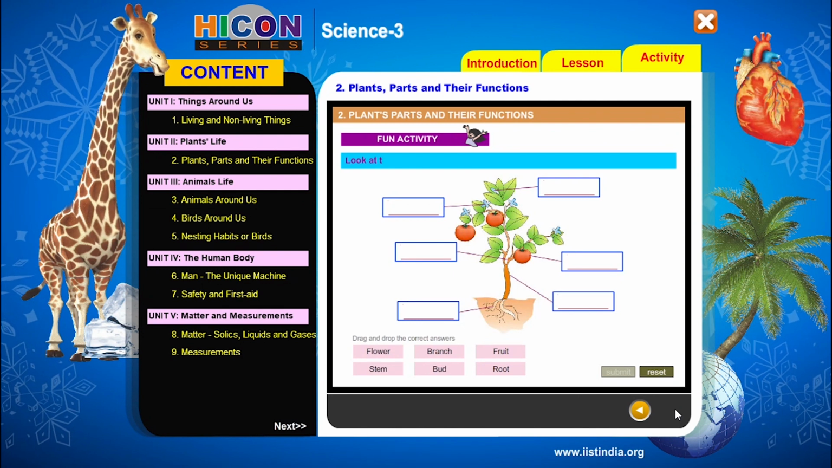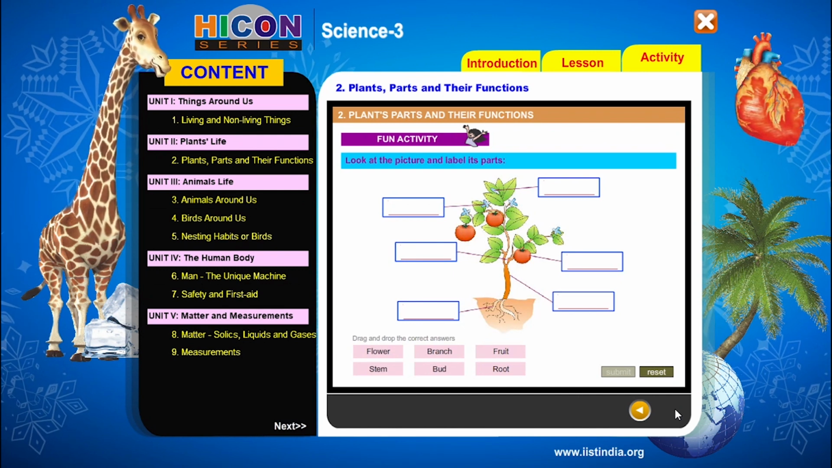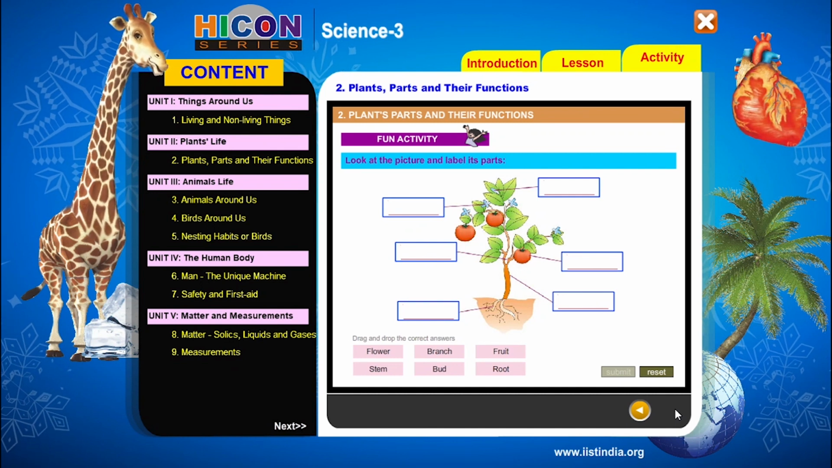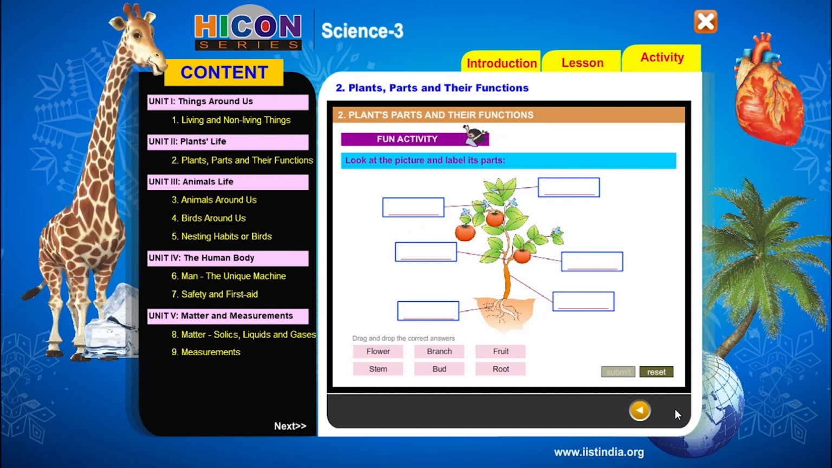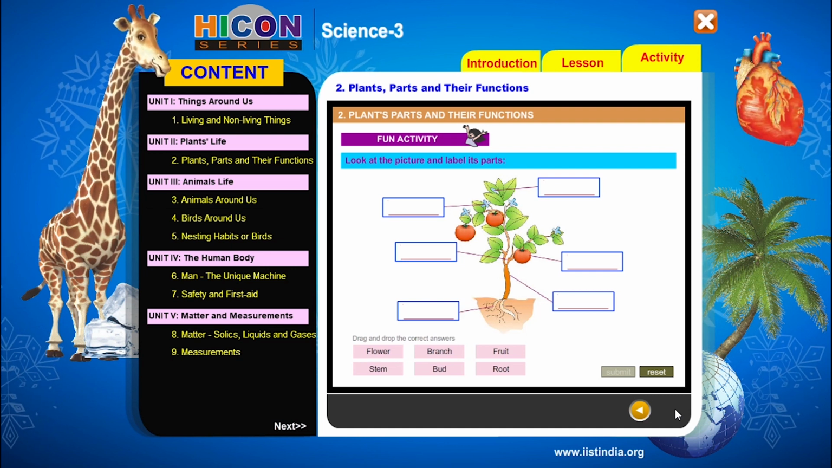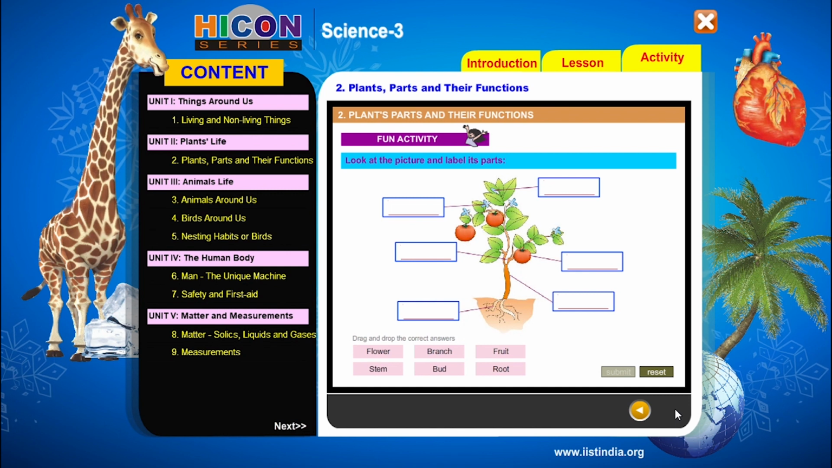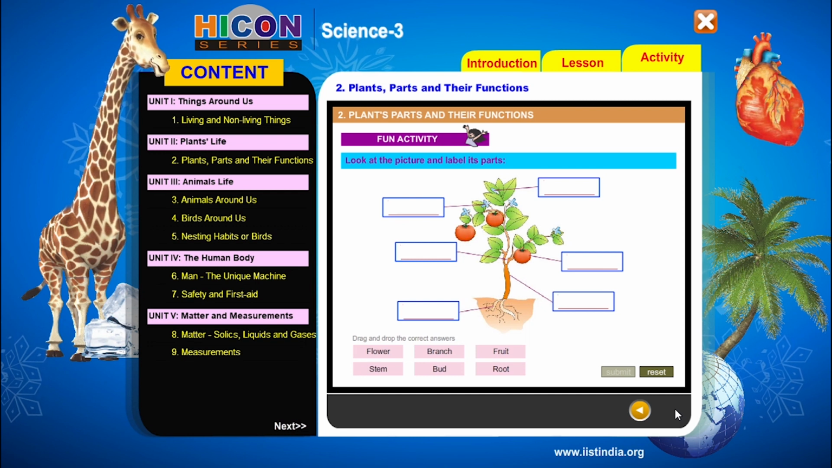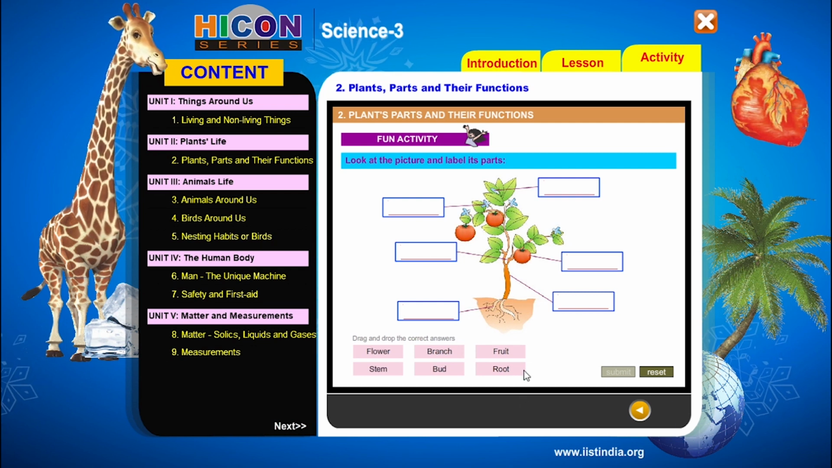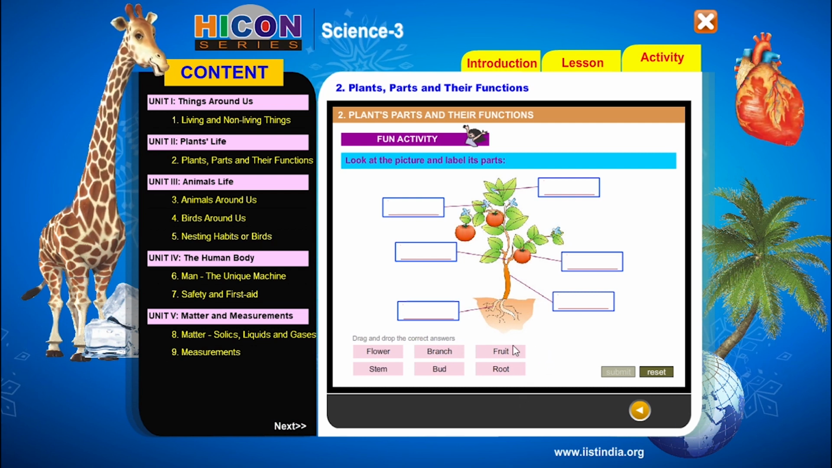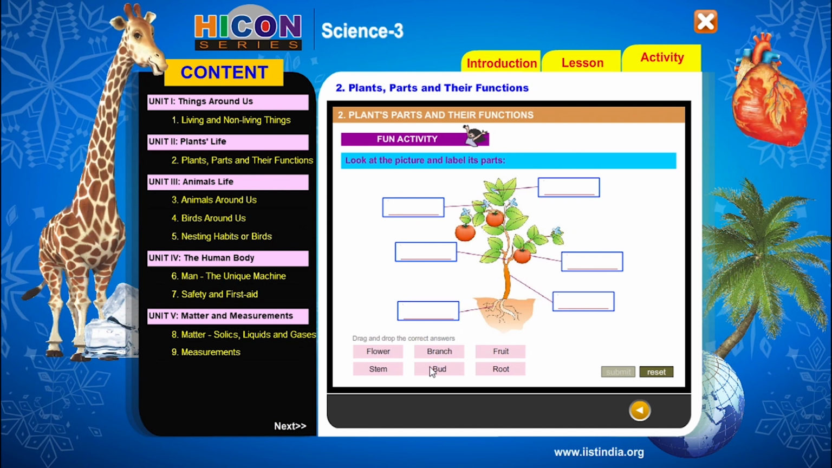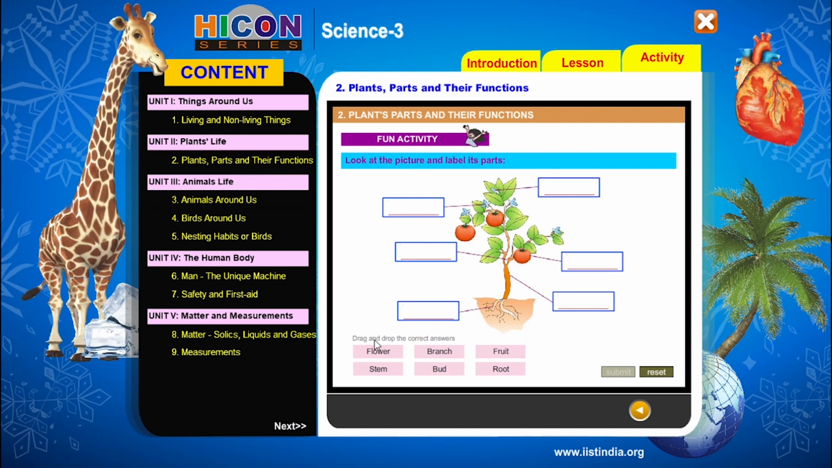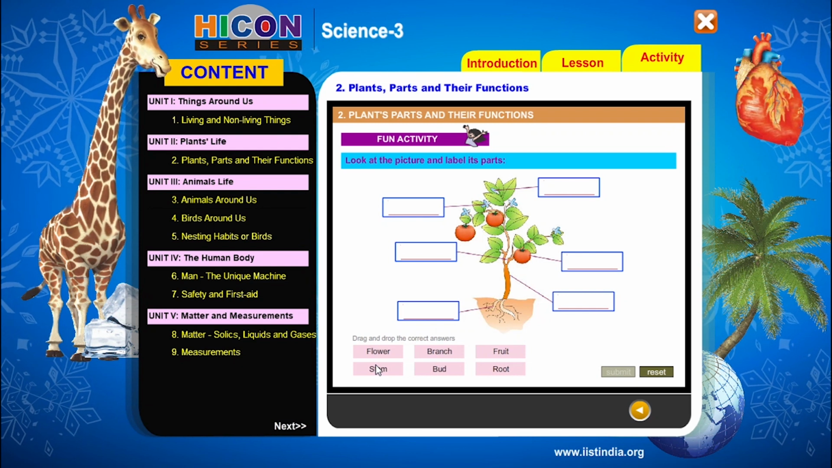Children, look at this, it is a fun activity. If you observe, a diagram of a plant is given and different parts are represented, but they have given blanks in the parts. Now we have to identify and write the correct part in each box. They have also given the parts below the diagram: flower, branch, fruit, stem, bud, root. These are the parts of your plant. Our task is to write the correct part in the correct blank.